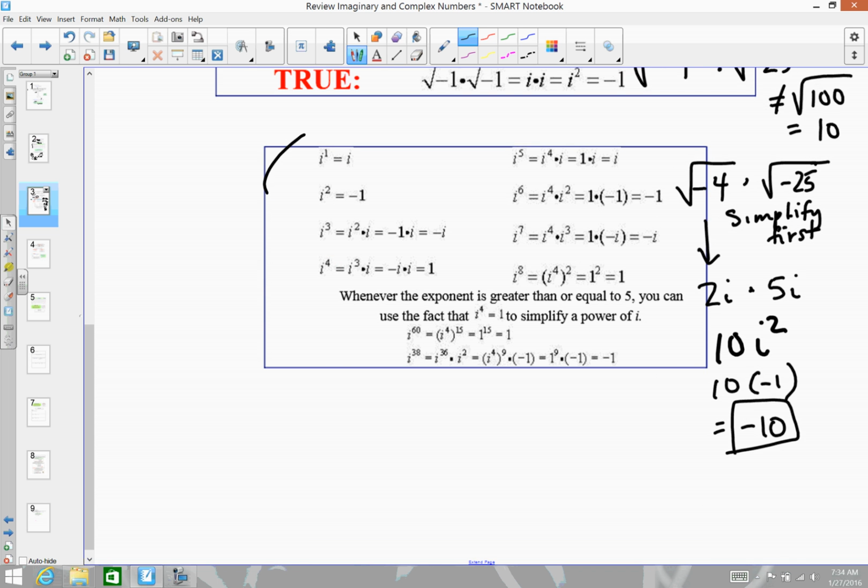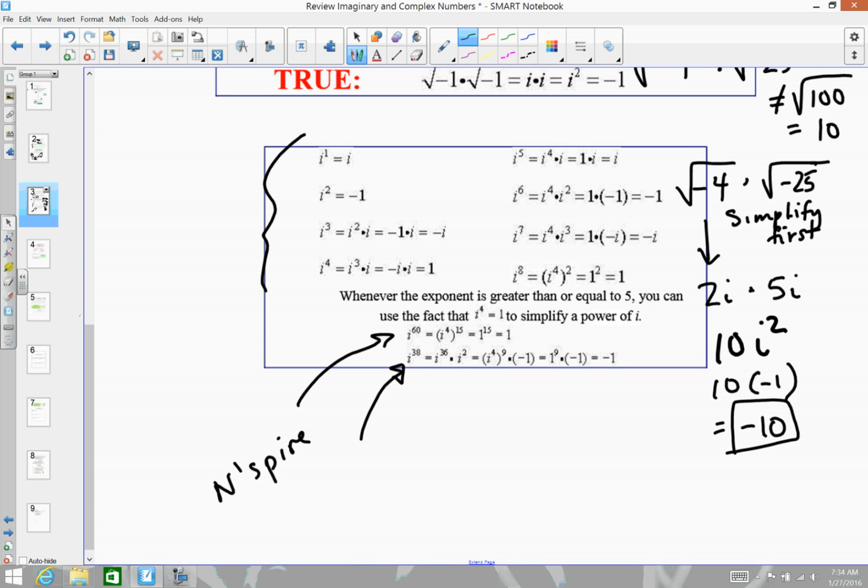Okay, this is the cycle again shown for you, and then it shows you what happens when you raise i to higher powers. And we're going to look at how we simplify that without using calculators. But please be aware, these are very easy to put into your calculators. If you have an Inspire, it's going to give you the correct answer right away.